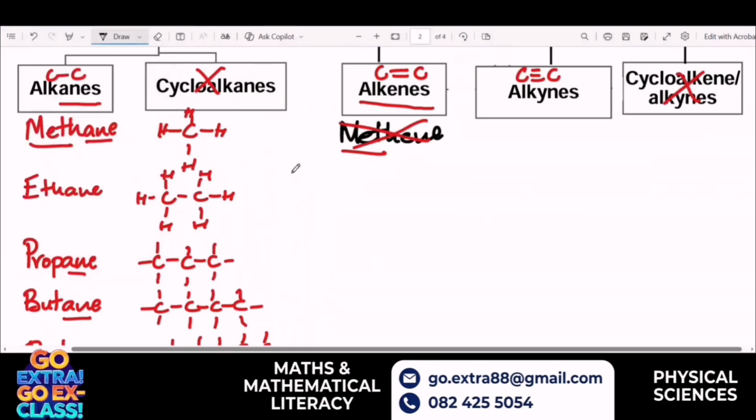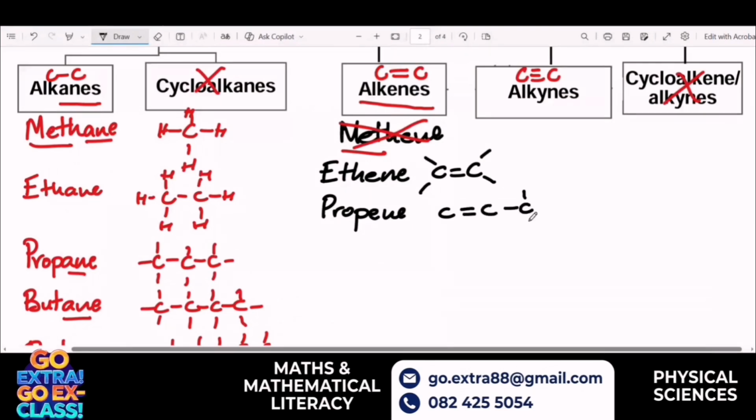Now how is ethene going to look? Eth means 2. So ethene means that the chain has 2 carbons. Remember, each carbon must have 4 covalent bonds, so we can add another 2 bonds there. That's how ethene is going to look. And you also have propene. Propene means that it's 3. So we're going to continue like that and add another one. This is how propene is going to look.